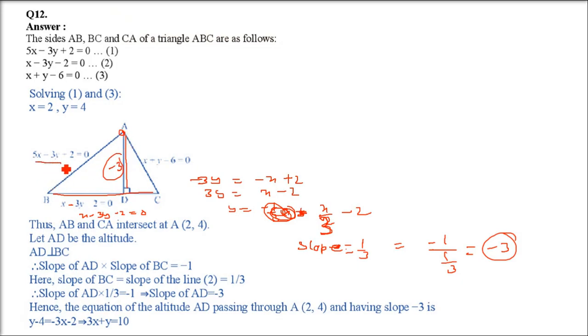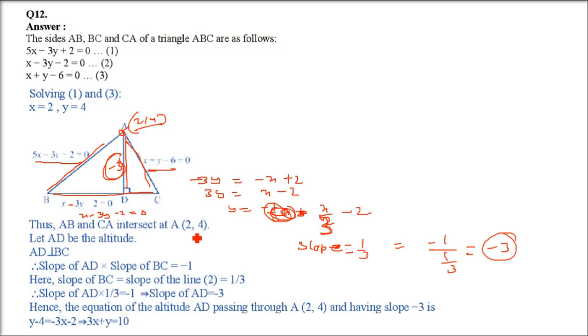So take 5x minus 3y plus 2 and x plus y minus 6, and find out the intersection of these two lines. I hope you'll be able to find that the intersection point will be (2, 4). AB intersection AC, use cross multiplication, use any method, it will be (2, 4).